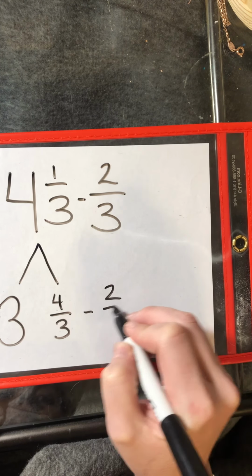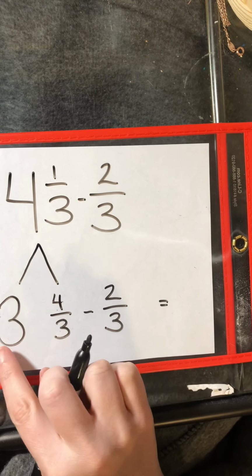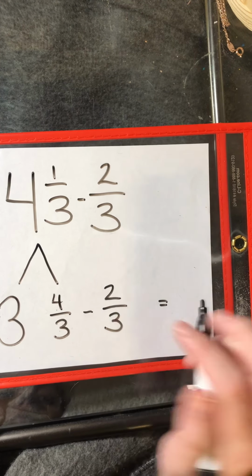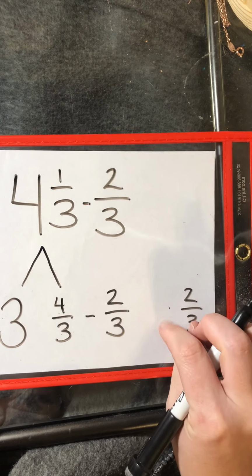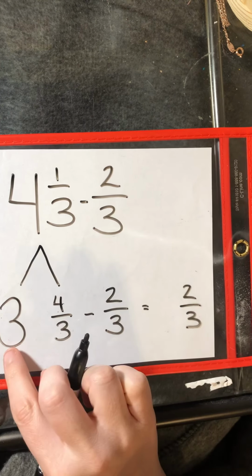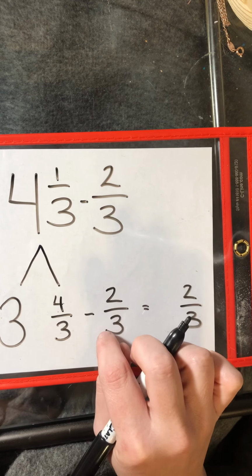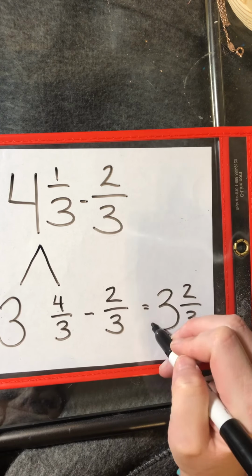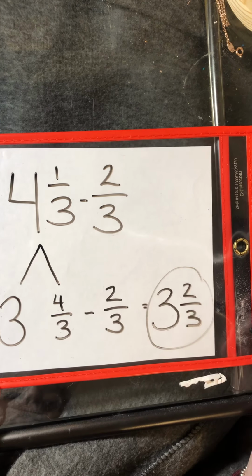I can go ahead and bring this down and solve this. 4/3 take away 2/3 is 2/3 here. And then I have 3 take away nothing. There's no other whole number here, so I'm just going to put my 3 right there. So my answer would be 3 2/3.